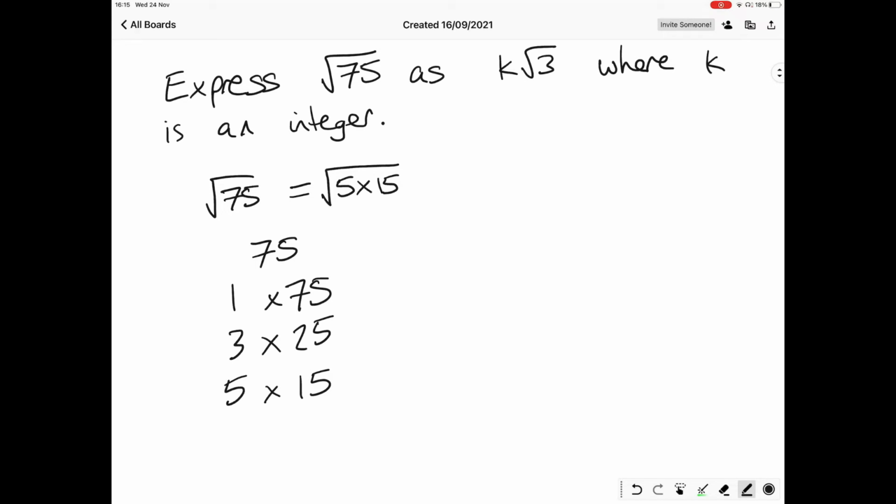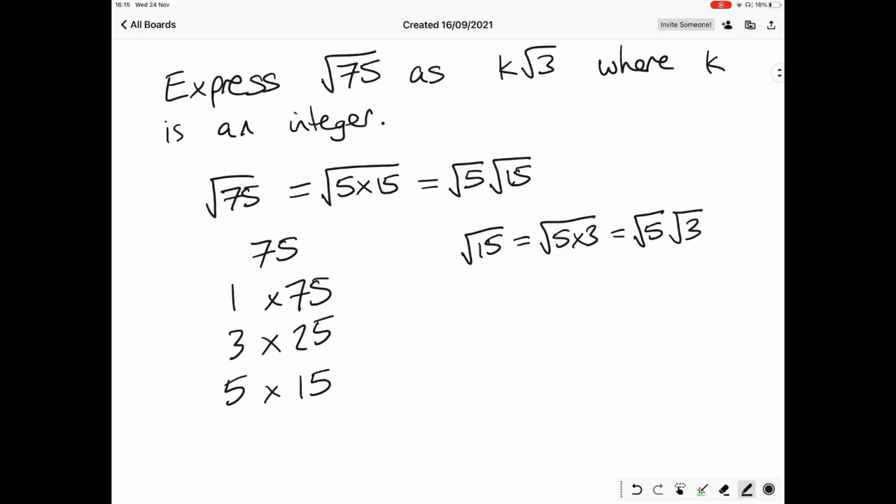This is a general rule. So the square root of 5 times 15 is equal to the square root of 5 times the square root of 15. At that stage then, I could work out the square root of 15 in a similar way. 15 is 5 times 3, and so the square root of 15 is equal to the square root of 5 times 3, and if we use the same rule, the square root of a product is equal to the product of the square roots, then that's equal to root 5 times root 3.